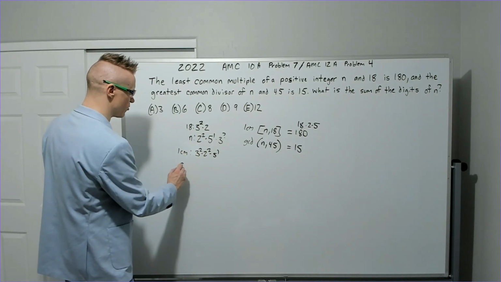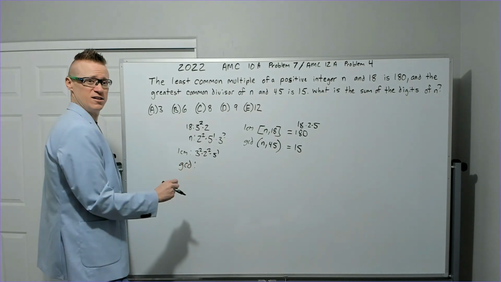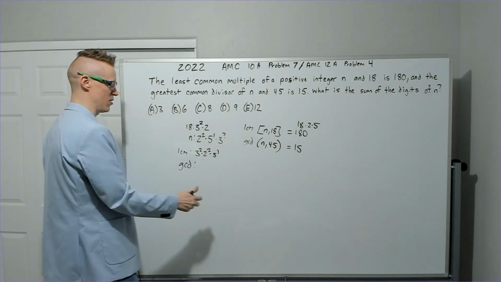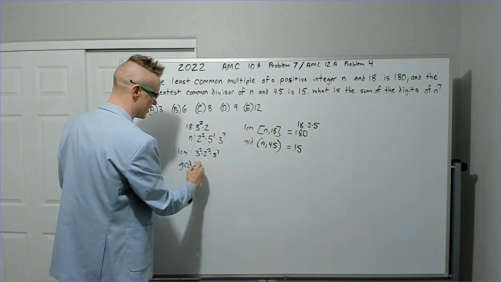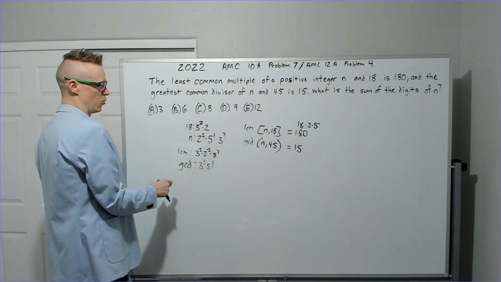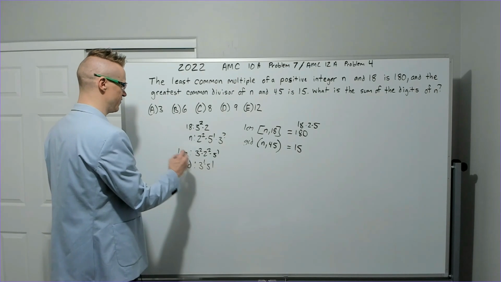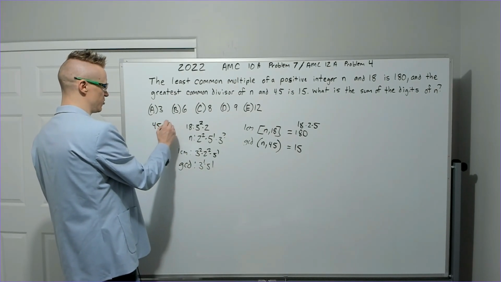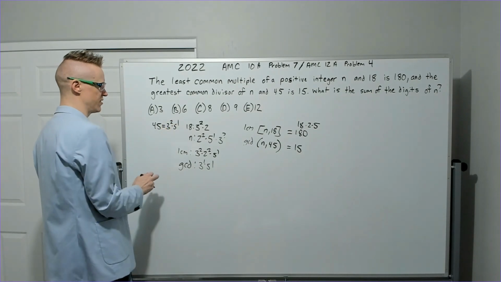Now, when we do the greatest common divisor, I say for the greatest, you want the least power available. And since 15 is 3 to the first times 5 to the first, but we're doing it with 45 now, so if I check 45, it is equal to 3 squared times 5 to the first.